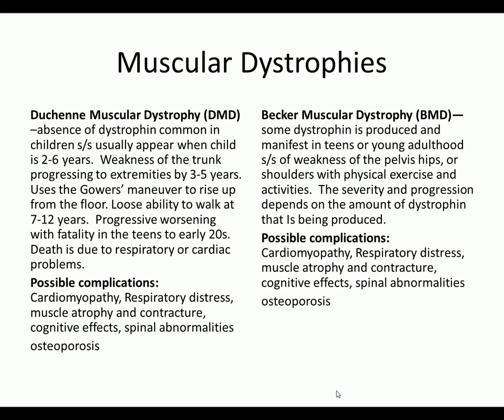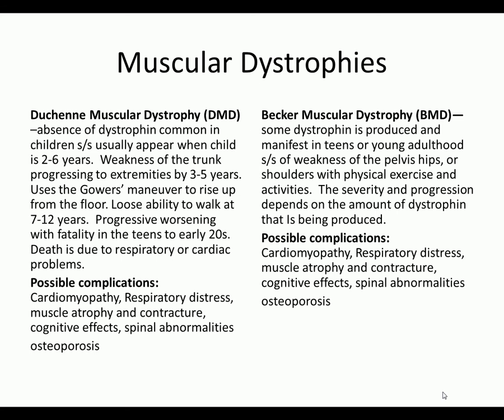Becker's muscular dystrophy, or BMD, these patients do have some dystrophin left being produced. It manifests, therefore, later in life, in their teen years and young adulthood. When the person becomes weaker than usual when engaging in physical activity and exercise is when it is usually noticed. It's usually first noticed in the pelvic and the hip areas of these patients, or in the shoulders with physical exercise and activity. The severity and the progression depends on the amount of dystrophin that is there.